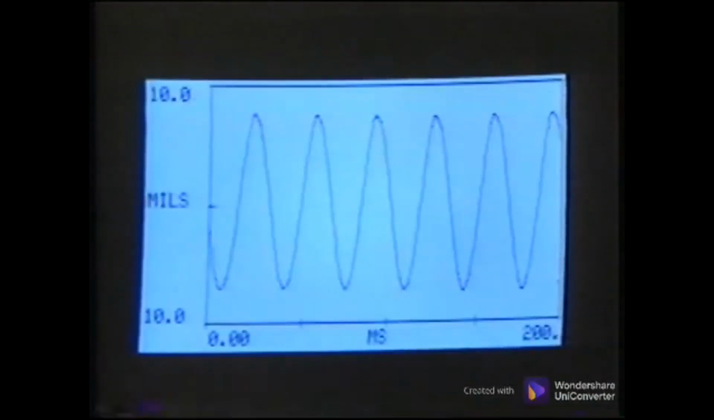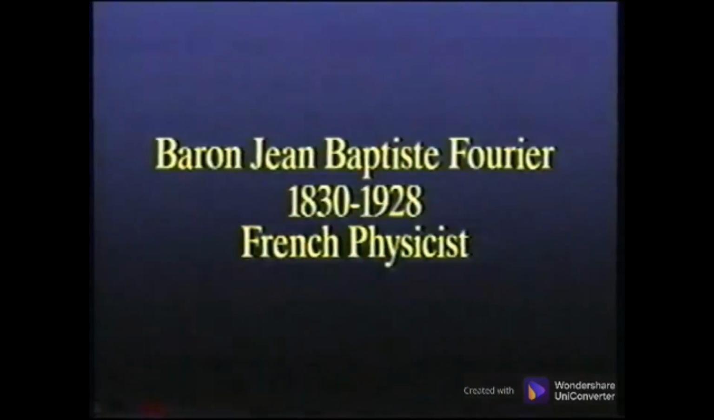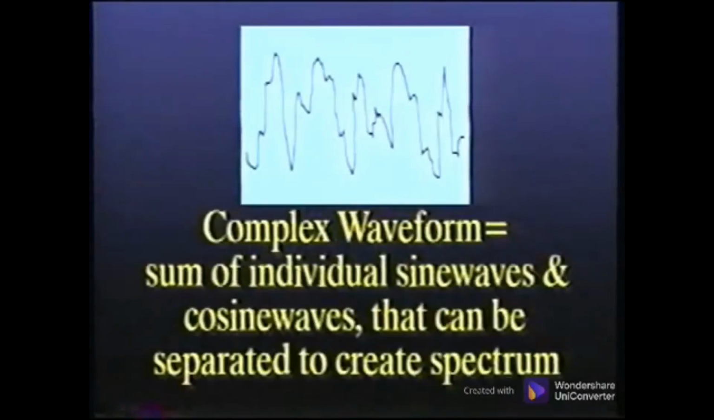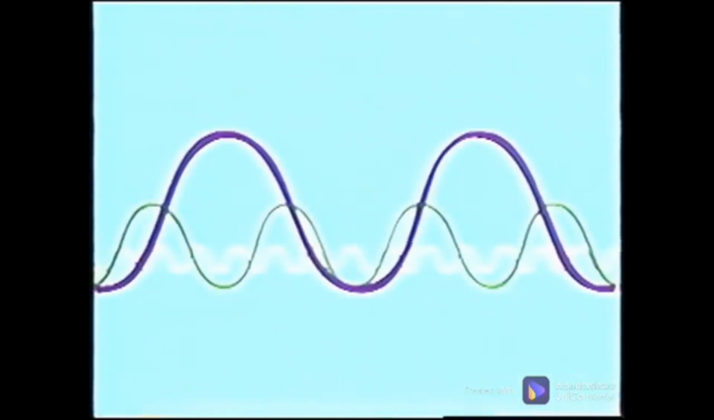This frequency can be calculated from the waveform using a method derived by a French physicist, Baron Jean-Baptiste Fourier, who lived from 1830 to 1928. Late in his life, he proposed that the complex waveform could be represented by the sum of individual sine waves and cosine waves of varying frequency and amplitude, and separated by their repetition rate to create a spectral view of the same data. In other words, each repeating sine wave could be separated, and the time for each cycle of the sine wave determines the discrete frequency of the sine wave.